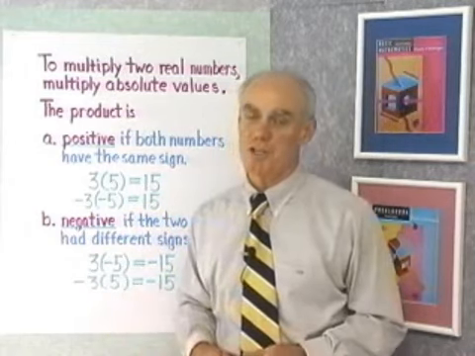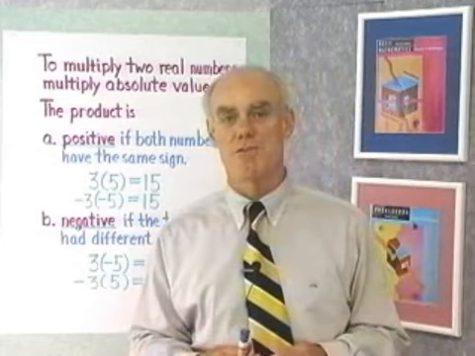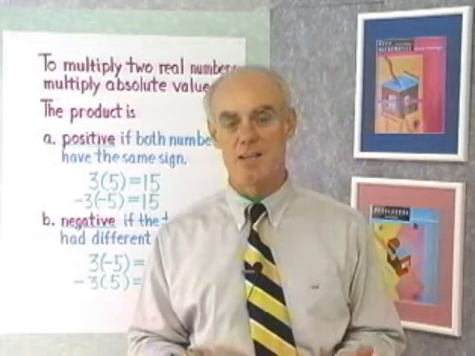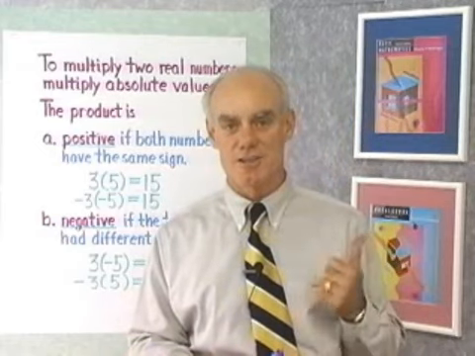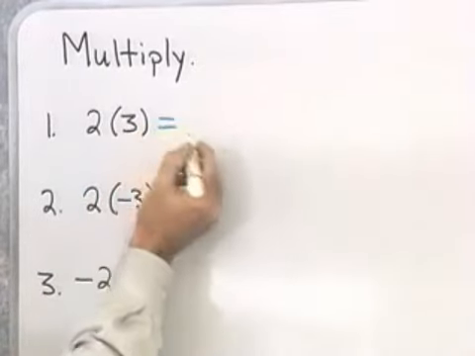So multiplication is a pretty easy operation. You simply multiply the numbers. The answer is positive if the two numbers have the same sign, and it's negative if the two numbers have different signs. Let's look at some examples. First, I want to multiply 2 times 3. Now, I'm going to just show you how we justify this rule real quickly.